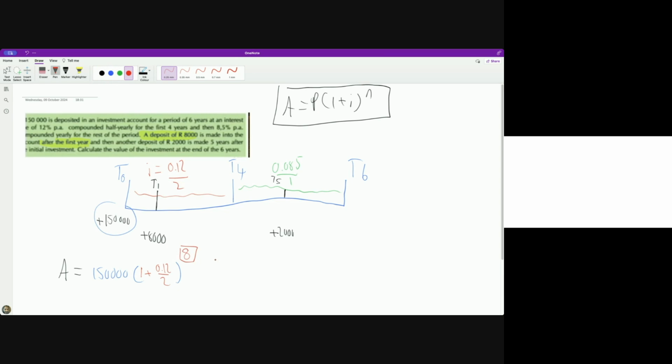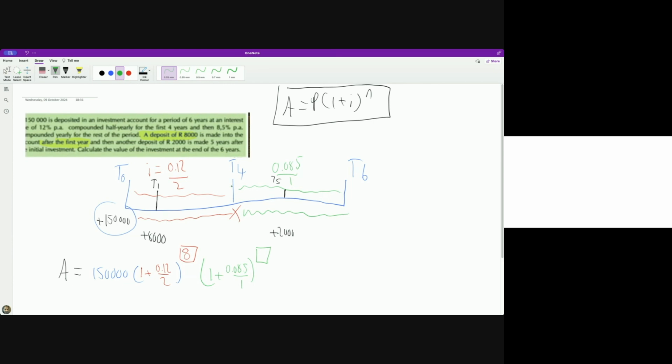Absolutely, you're with me. But the 150,000 has only grown to here. It's got to keep on growing. And so for the next 2 years, all I'm going to do is put this little bit here, and I'm going to treat this value as the original value. And I'm going to go 1 plus 0.085 over 1. Now the interest rate is per year.